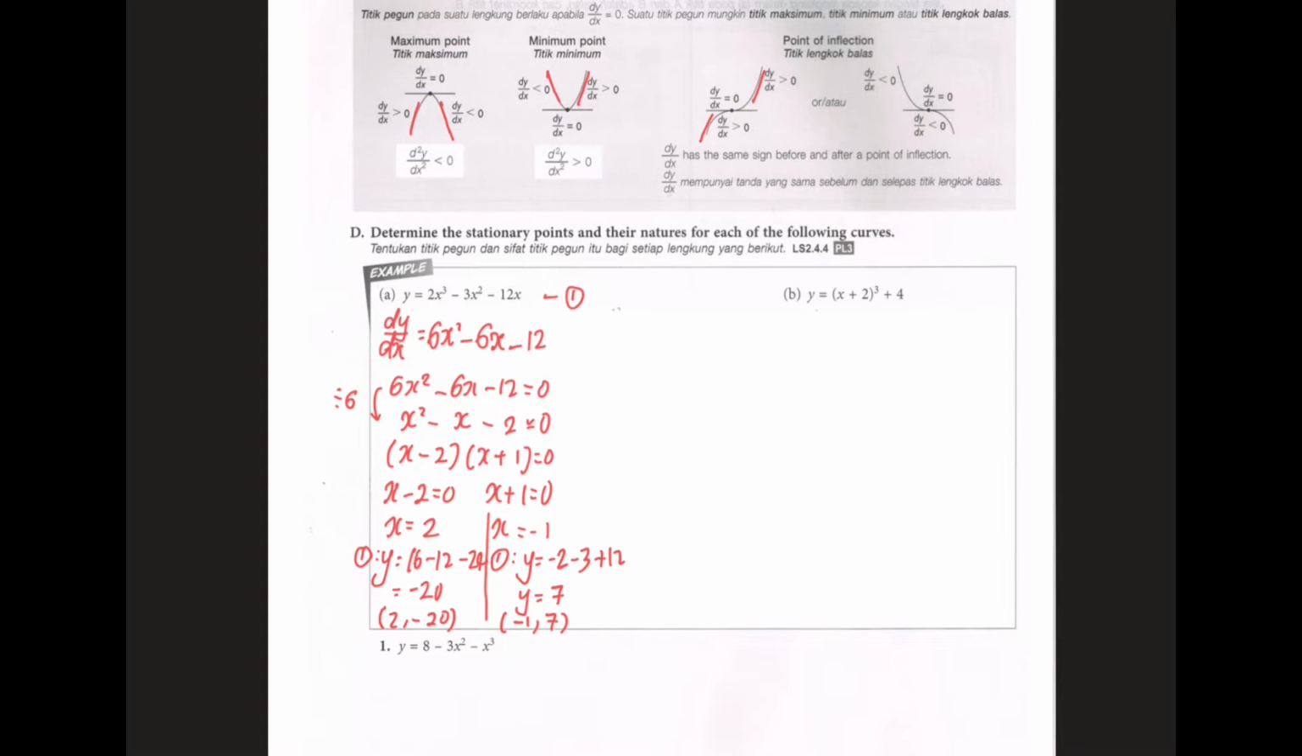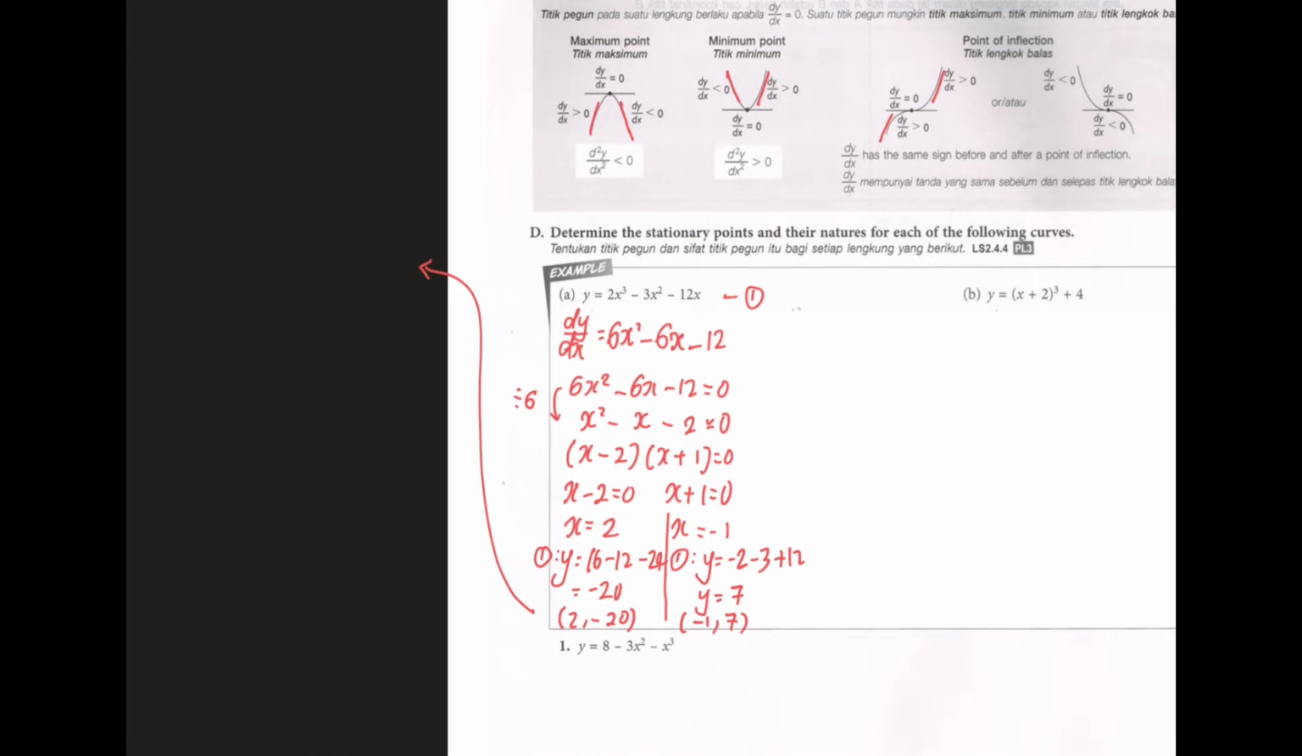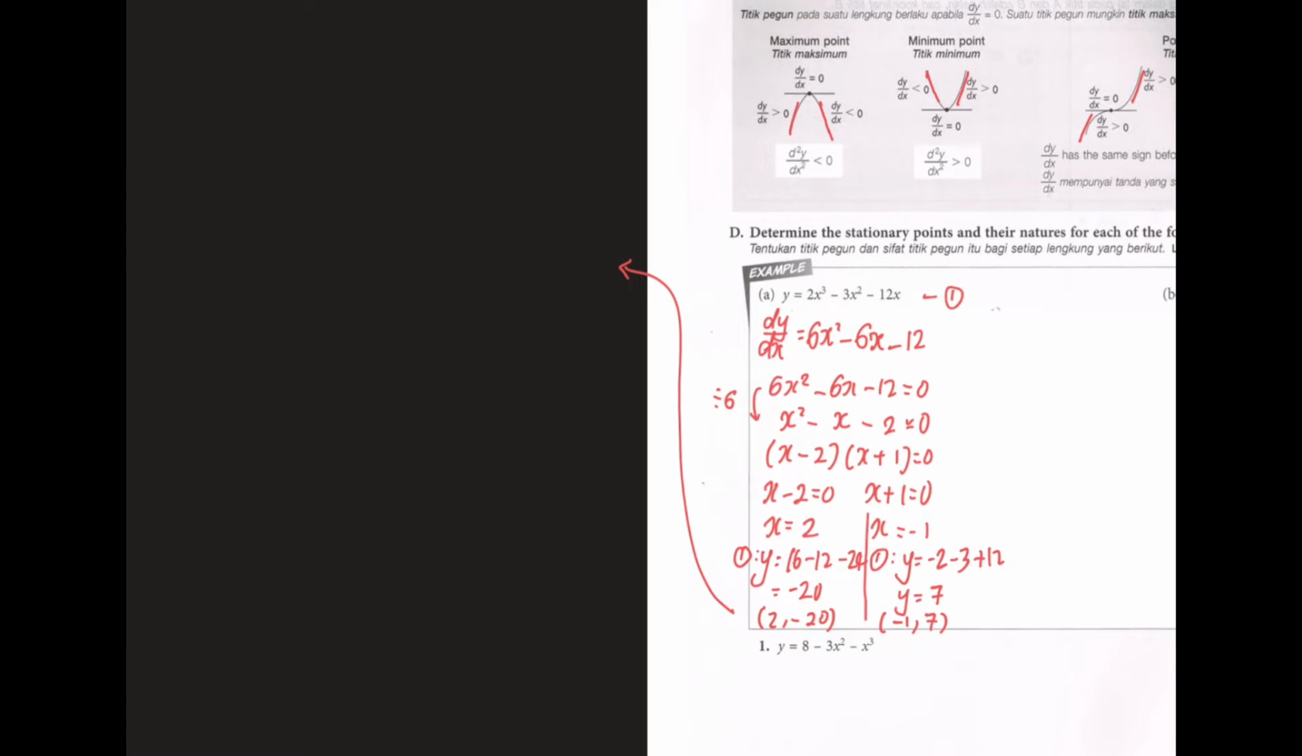Besides that, they want us to determine their natures. Determining their nature means we have to determine whether they are a maximum, a minimum, or a point of inflection. So how to do this? I will do it at the side here. We build a table, with x and dy/dx. We want to see how the dy/dx changes.